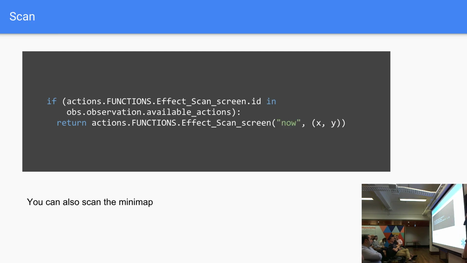Now, scan is an example of an effect. Effects can be things like scans, but they can also be like spellcasting. So if you do a psi storm or something like that, that can be an effect. So there's two ways to, I guess, cause an effect. One is on the screen, one is on the minimap. Straightforward, but I just thought I'd show that as another type of thing that you might want to look out for when you're looking at the possible actions and you're like, how do I do a storm? Well, it's called an effect.